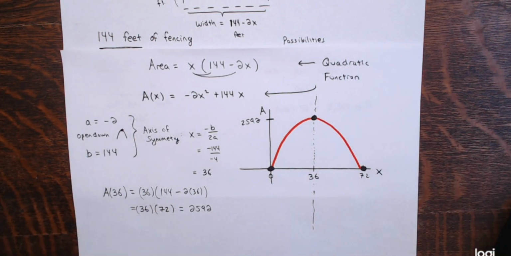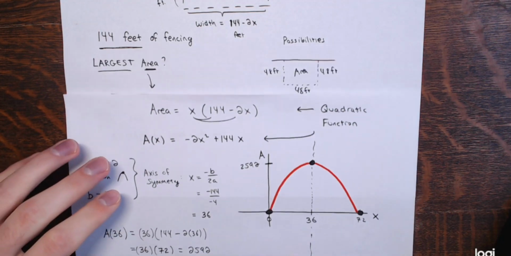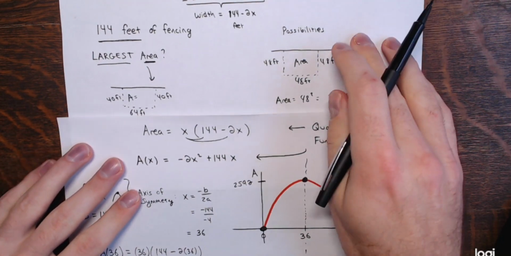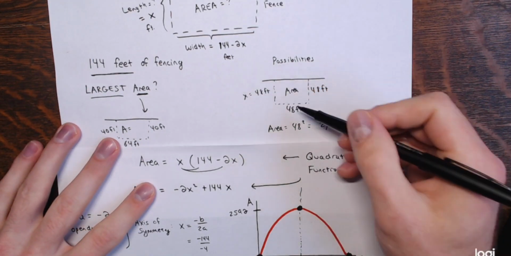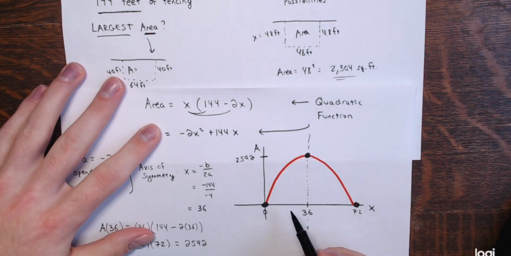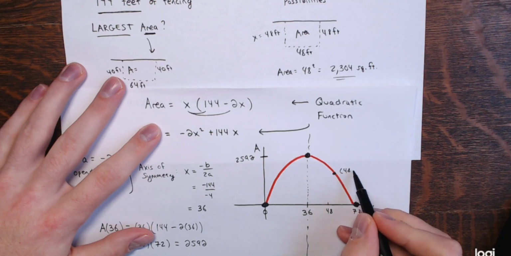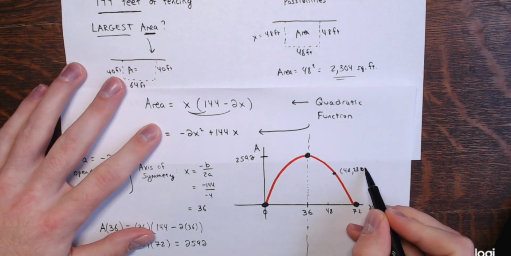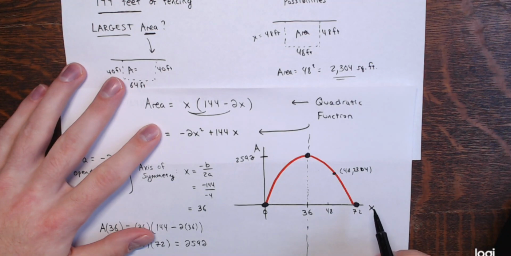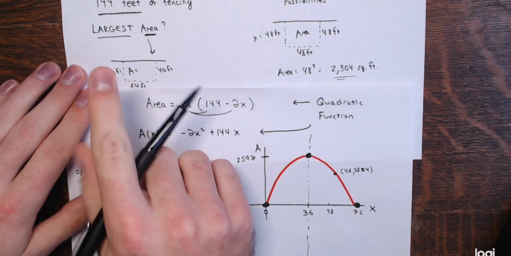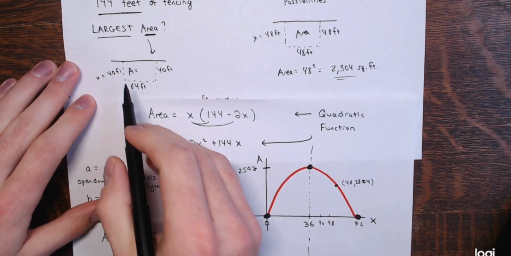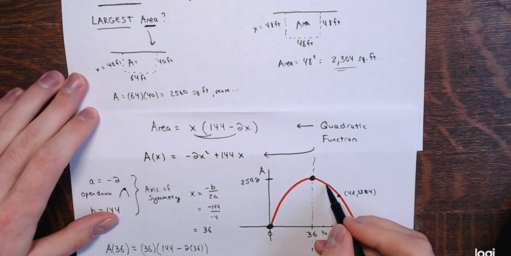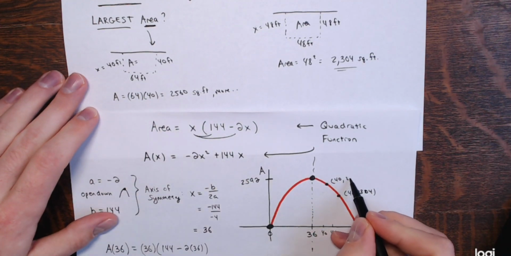And look at my pictures earlier, those little possibilities I put up. Here is what happens when the length is 48. Remember, I was calling these x. When x equals 48, we get an area of 2,304. So when x is 48, we had this point here, 48, 2,304. Then this picture I drew here was when the length is 40. When x is 40, we got an area of 2,560. This would be the point 40, 2,560.